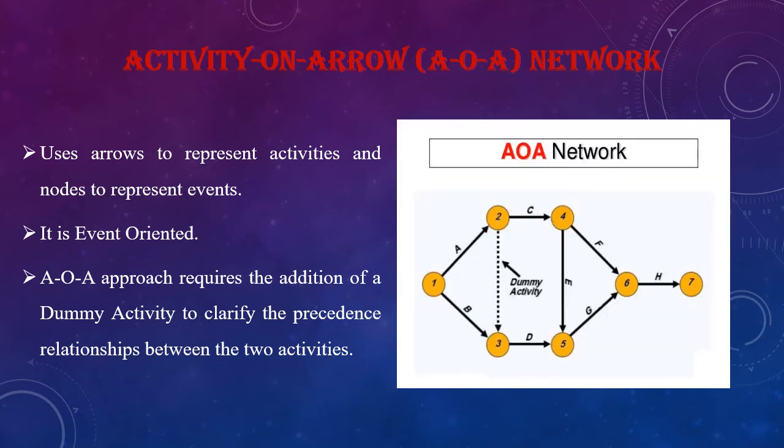Here is a figure showing the AOA network. In the network we can see the dummy activity. 2 to 3 is the dummy activity. Usually a dummy activity is represented by means of dashed arrows and it does not consume any time.